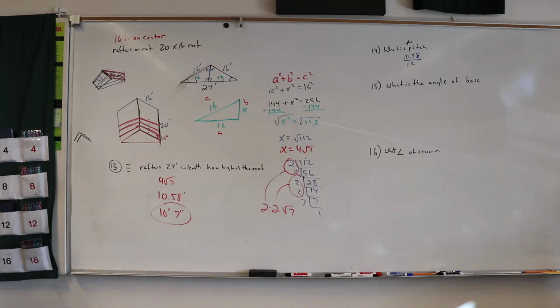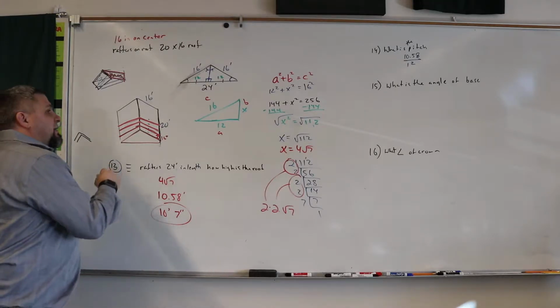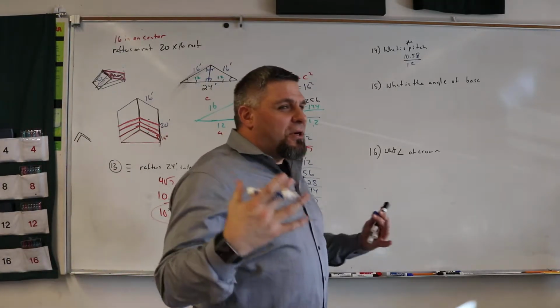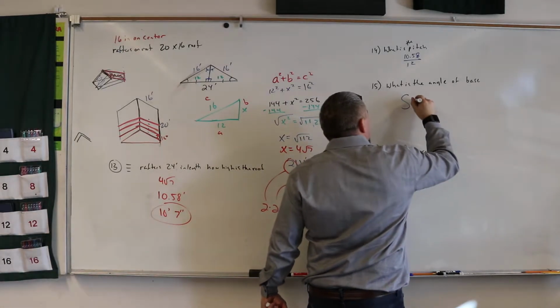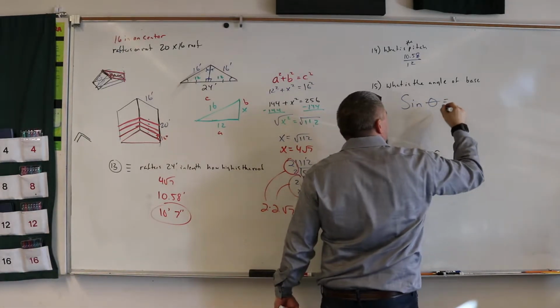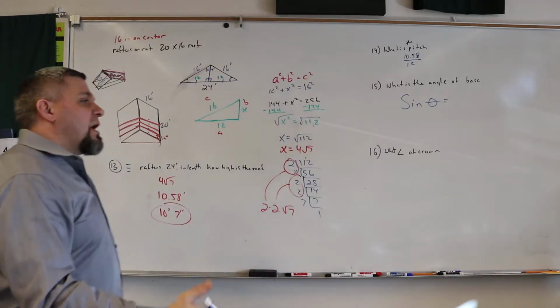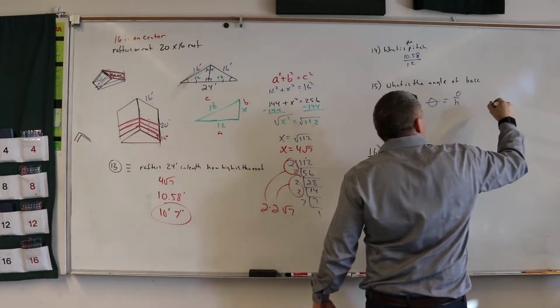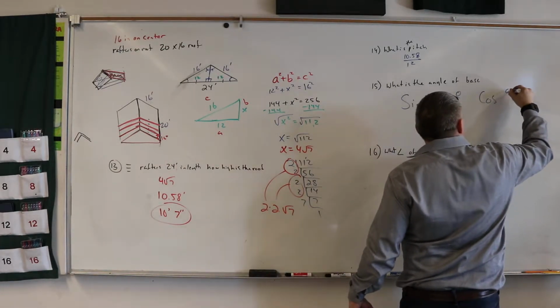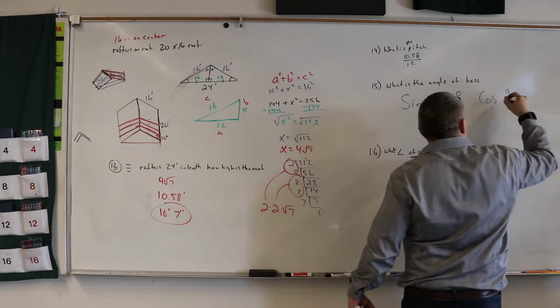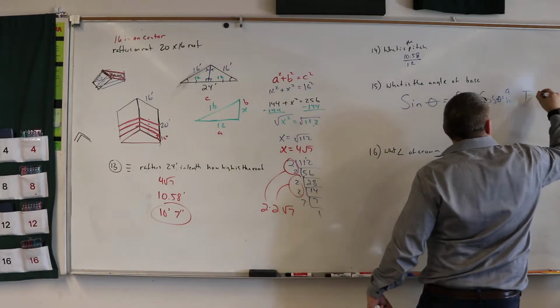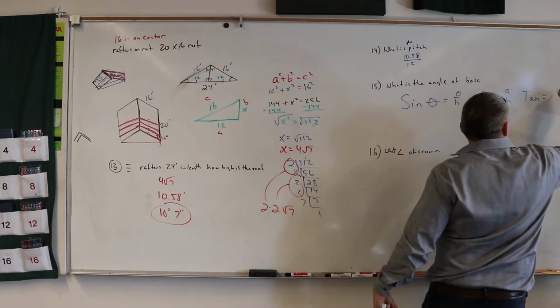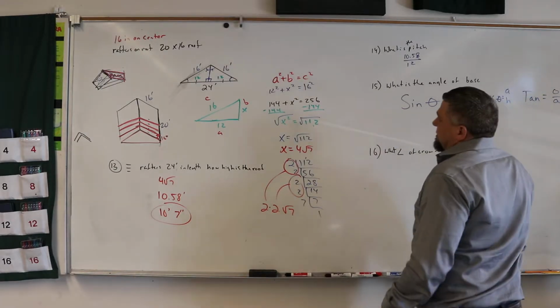Now, when they want to know the base of the angle, then we have to use what's called Sohcahtoa. The sine of theta is equal to opposite over hypotenuse. Cosine theta is equal to adjacent over hypotenuse. And tangent theta is equal to opposite over adjacent.